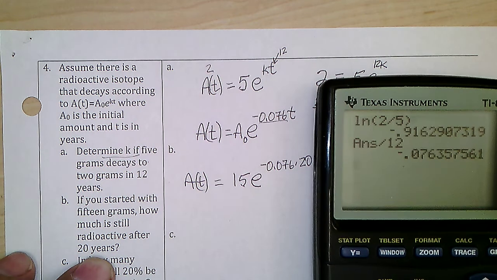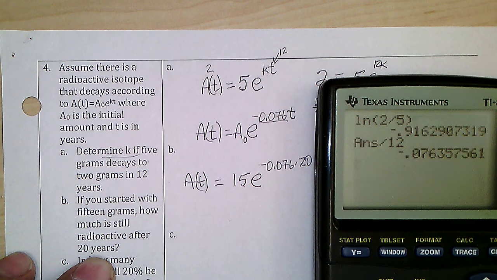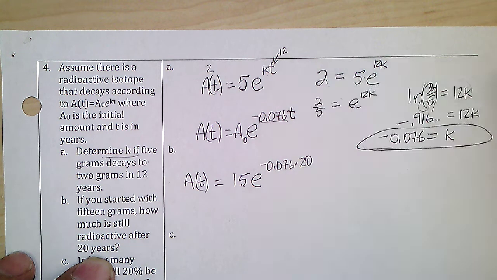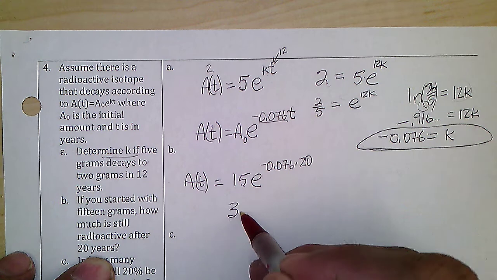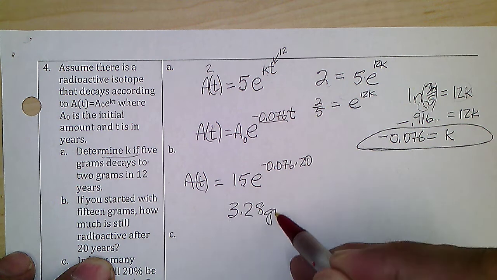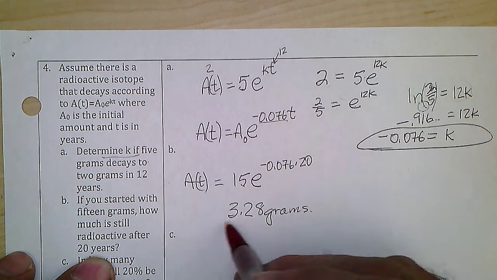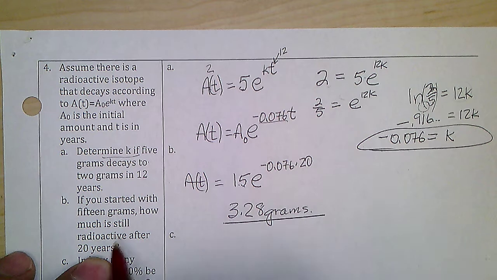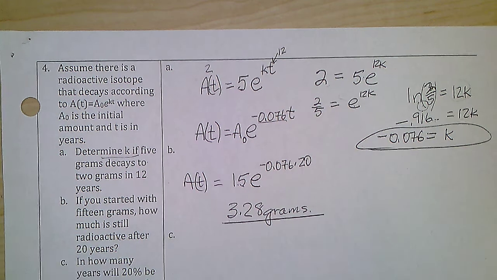So now I just have to put that into my calculator. So I'm going to type in 15 e to the negative 0.076 times 20, close parenthesis, and I get 3.28 grams. Because this was 15 grams, so we're talking about grams.